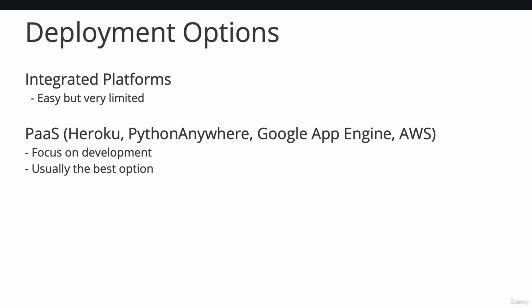Platform as a Service, also known for short as PaaS. Some good platforms to mention are Heroku, Python Anywhere, Google App Engine, and AWS. So these are services, and we are going to use Heroku in this video. We're going to deploy our app to Heroku so you'll understand exactly what a PaaS is.